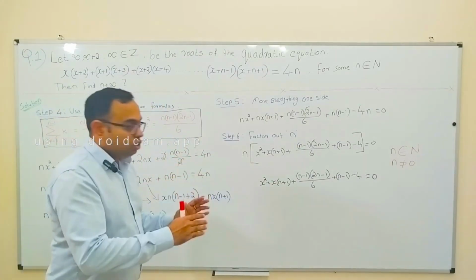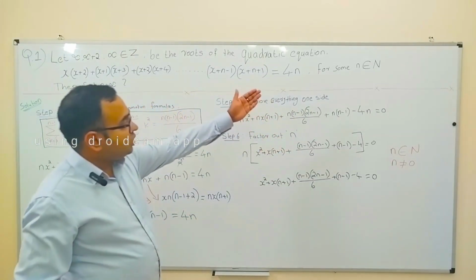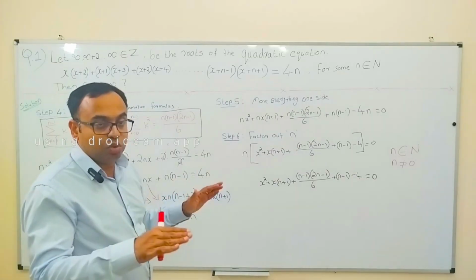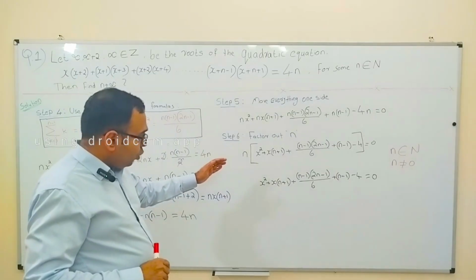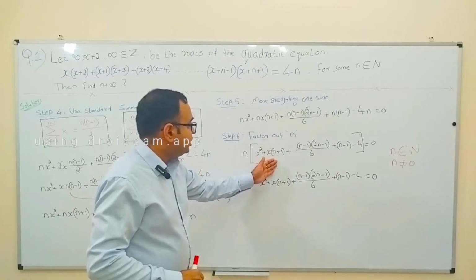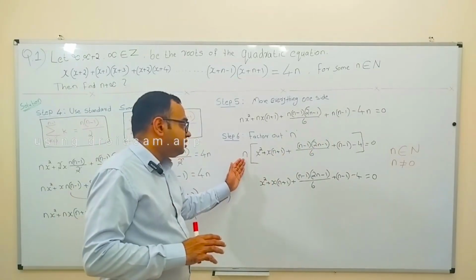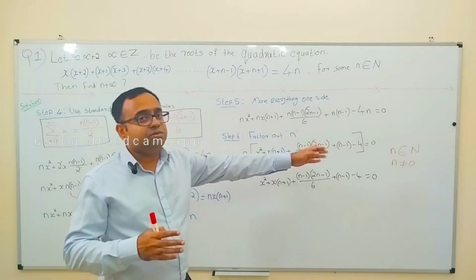Now listen, we need to analyze this equation. As per our question, n is a natural number. That means n is not 0, it's a non-zero number. So here, what we can say is, the product of two numbers is equal to 0. That means either this number should be 0 or this number should be 0. Then only the answer will be 0.